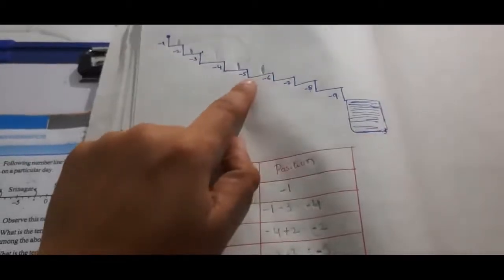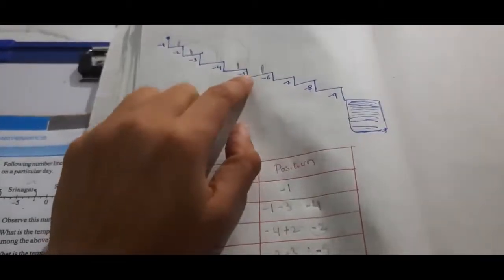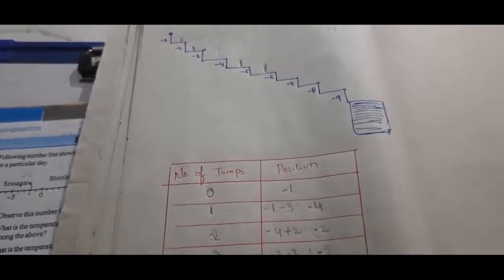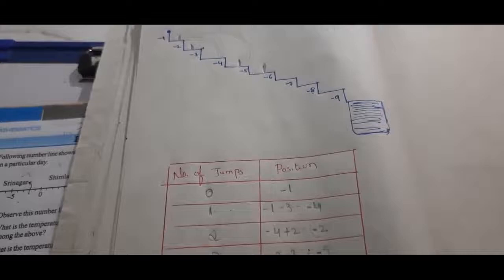Next, sixth jump. What does he have to do? It jumps 2 steps back, means 2 steps up. That is the position of the monkey now. It is -6, and it steps up 2. Up means plus 2. Plus into minus.